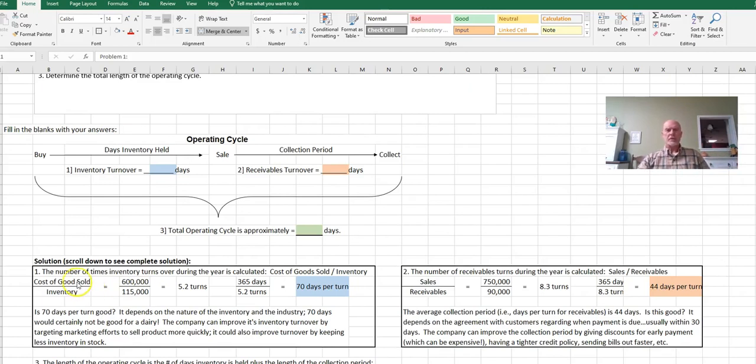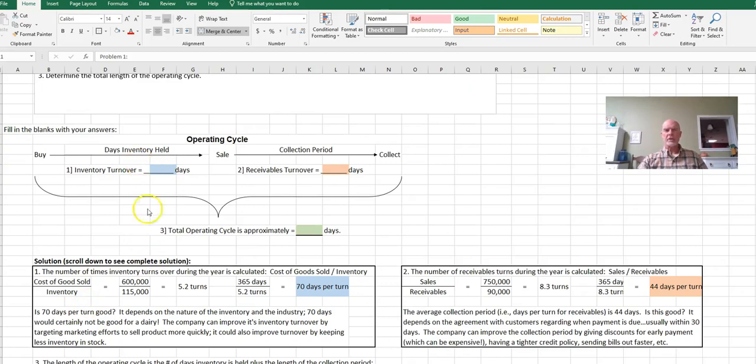I should note that the numerator is cost of goods sold. Another number on the income statement, the sales, also represents the product that was sold during the period. But it's measured in sales prices, and cost of goods sold is measured at our cost, which is more comparable to the inventory number. So that's why we use it.